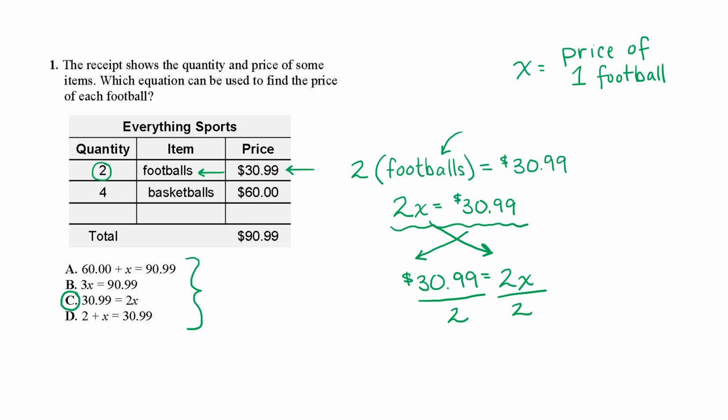$30.99 divided by 2 equals 15.495. And money in America only goes to the hundredths place, so this would be rounded to $15.50. Now our question doesn't ask us to figure out how much one football costs, so we did go a little bit over here, but I wanted to explain the full problem to you. But answer C is the correct answer.